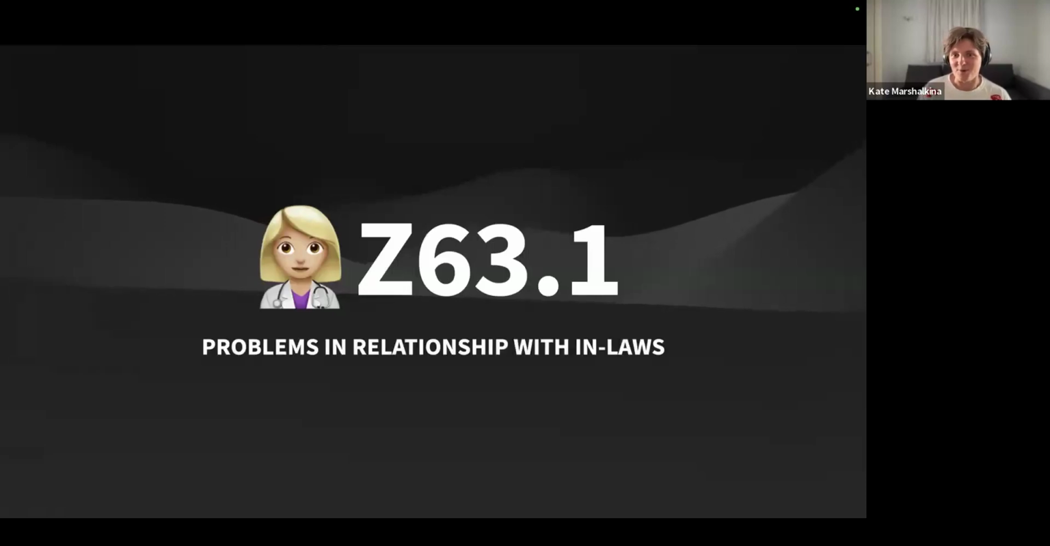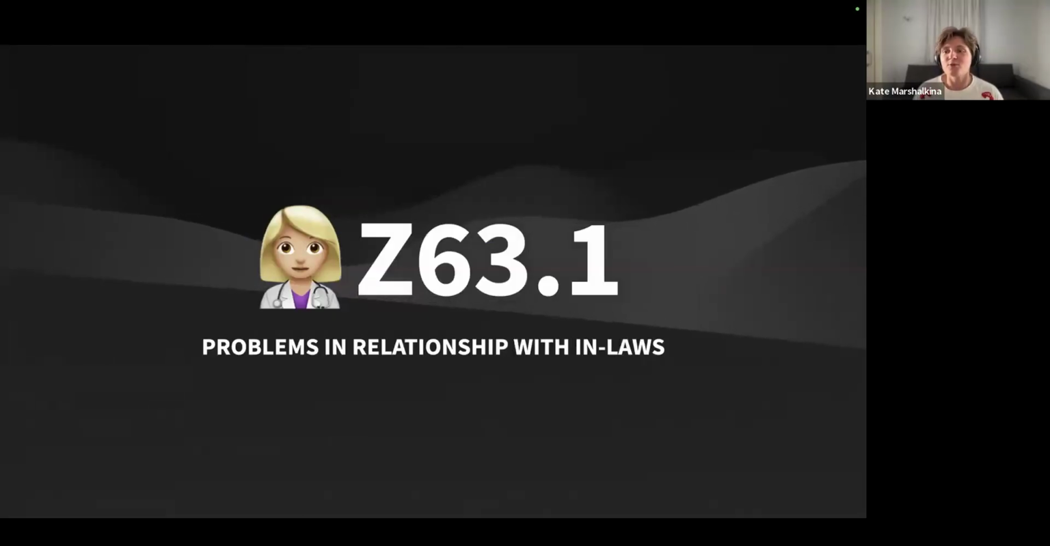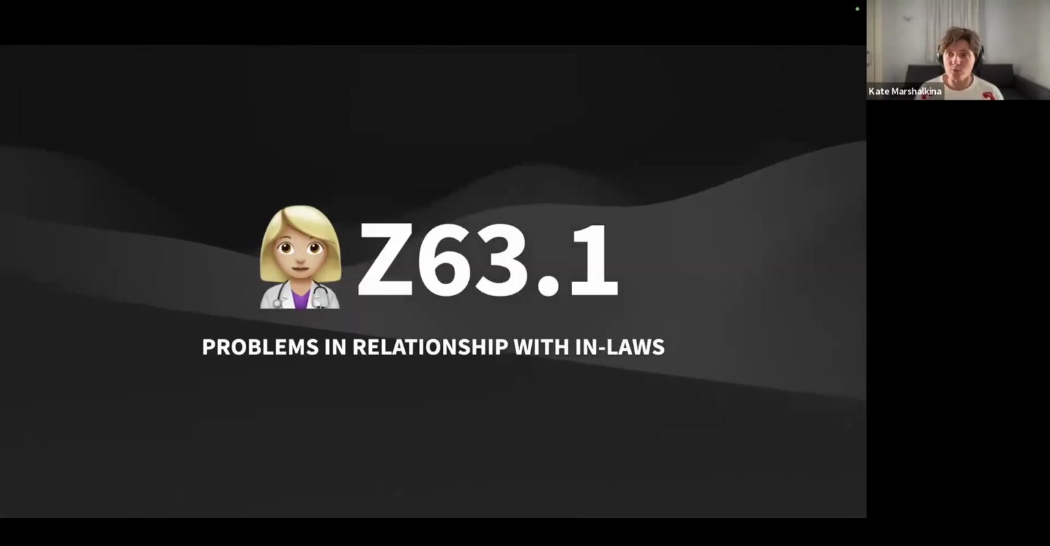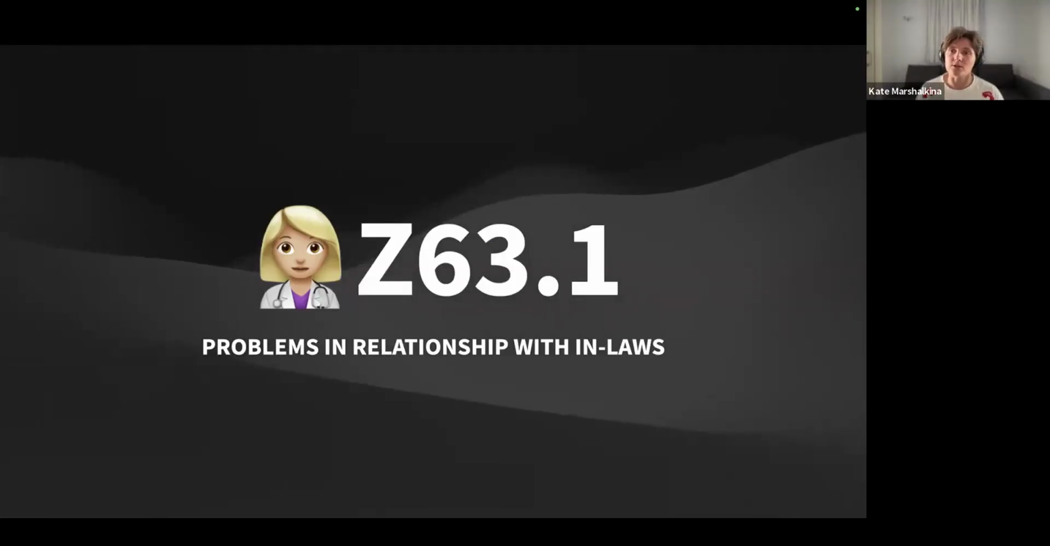That's 63.1, problems in relationship with in-laws. Apparently, our test reports were not readable at all, and we had to improve it. When it comes to making code more readable, we already know how to do that. We break it down into smaller logical pieces.